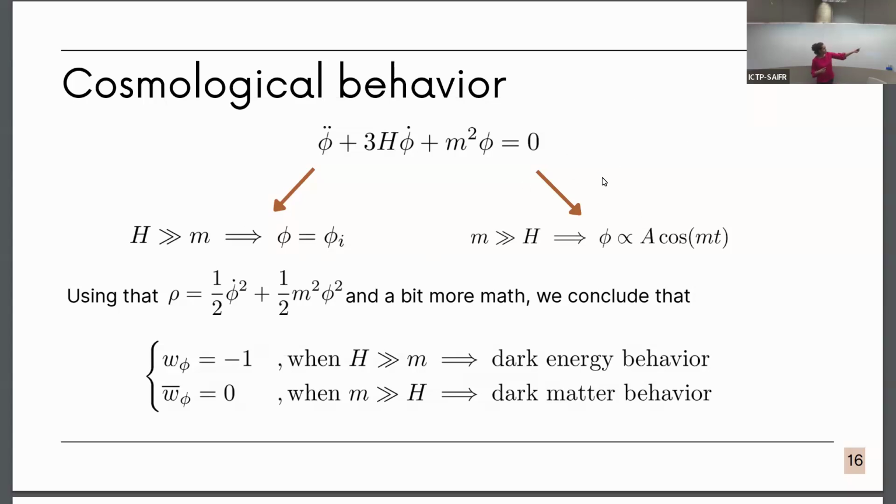And when you use the relation between the energy density and the field value, and do a bit more math, you find that in the regime where the Hubble parameter is much bigger than the mass, you have an ultralight dark matter that behaves like dark energy with an equation of state of -1. So it behaves like a negative pressure fluid. And in the regime where the mass is bigger than the Hubble parameter, you have a pressureless fluid on average, so behaving as dark matter.